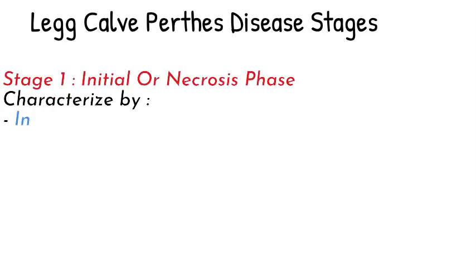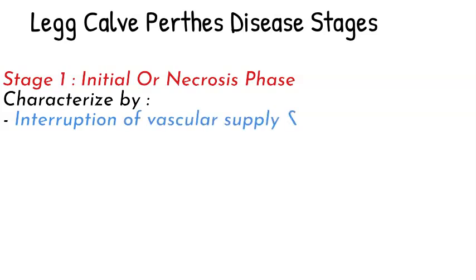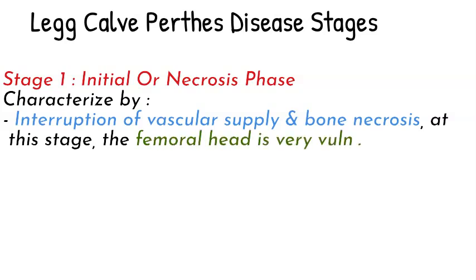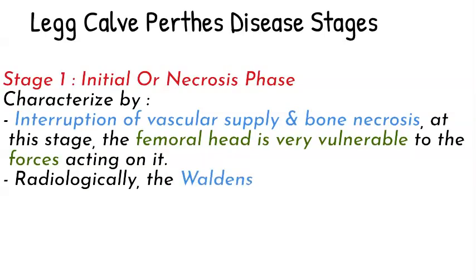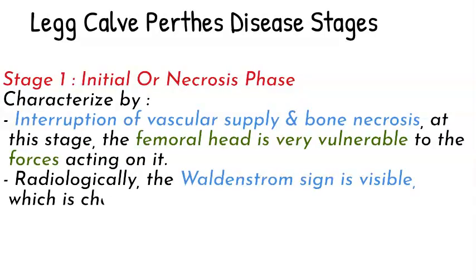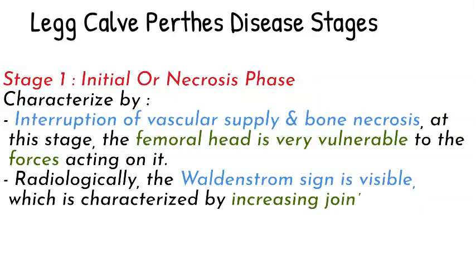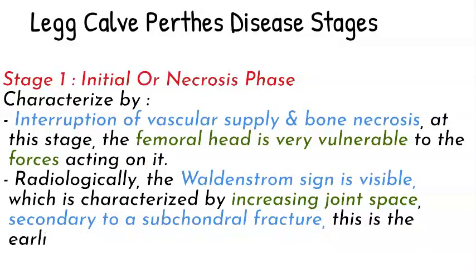Legg-Calvé-Perthes disease stages. Stage 1, initial or necrosis phase. Characterized by interruption of vascular supply and bone necrosis. At this stage, the femoral head is very vulnerable to the forces acting on it. Radiologically, the Waldenström sign is visible, which is characterized by increased joint space secondary to a subchondral fracture. This is the earliest radiological sign.